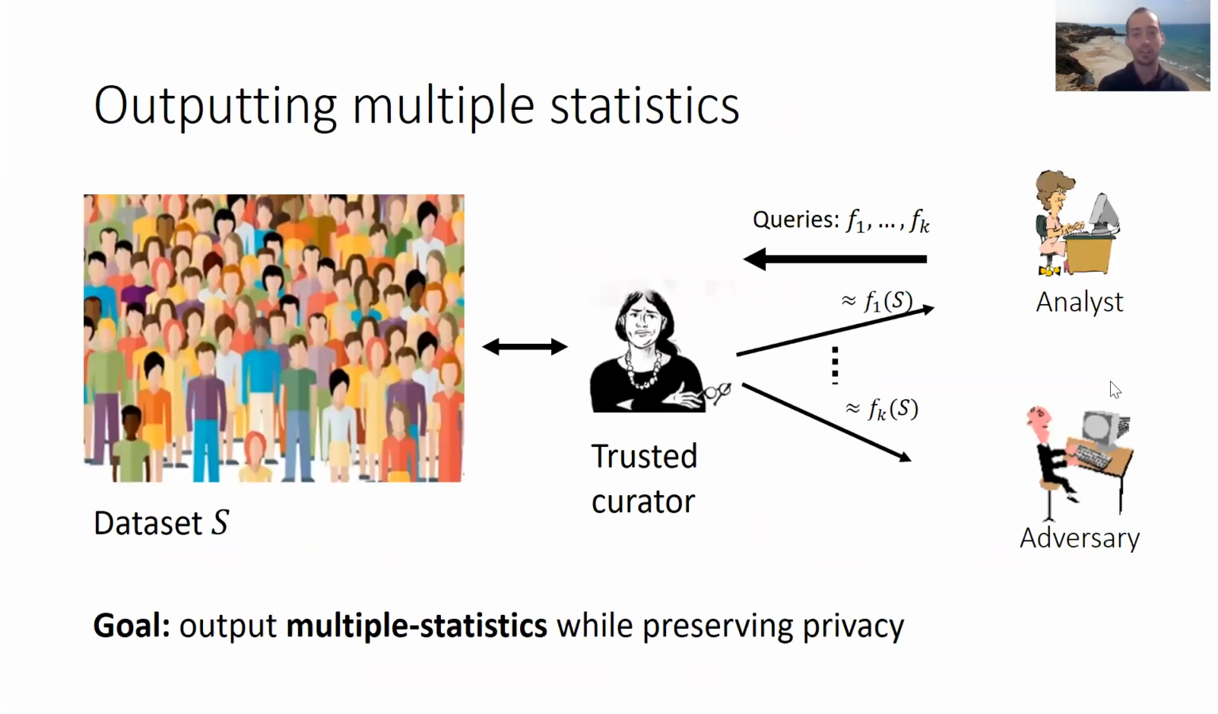Now that I discussed answering one statistic, we can move to answering multiple statistics. This is a similar scenario where you get k queries to compute some functions of the data set. You get them in parallel, and you want to answer all the queries. And you want that every adversary that has access to all the queries will still not be able to infer much about any user. So we want that all the outputs together will not leak significant information.